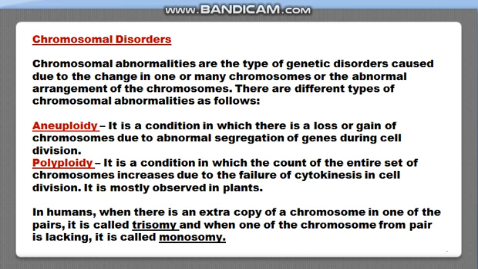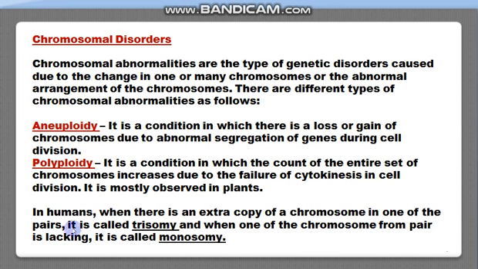So this type of disorder, that is polyploidy, is observed mostly in plants, and in this condition the whole set of chromosomes increases, and this is because of the failure of cytokinesis in the process of cell division. And in human beings, when there is an extra copy of a chromosome in one of the pairs, it is called trisomy. You know that there is a pair of each chromosome, and when an extra chromosome is present, we call it trisomy.